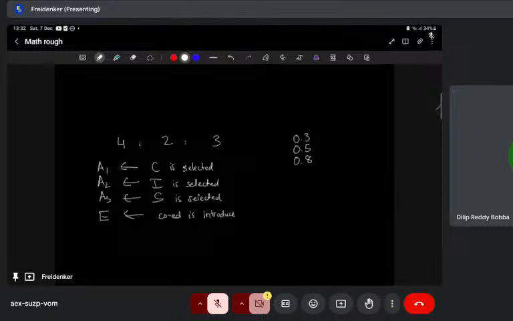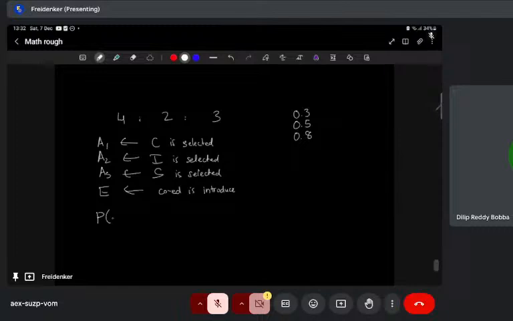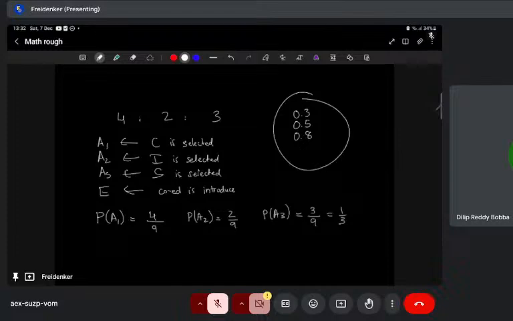So probability of A1 is 4 by 9. How did I get 9? 4 plus 2 plus 3 is 9. Probability of A2 is 2 by 9. Probability of A3 is 3 by 9, or you can write 1 by 3. That is also fine. Now, what are these values?